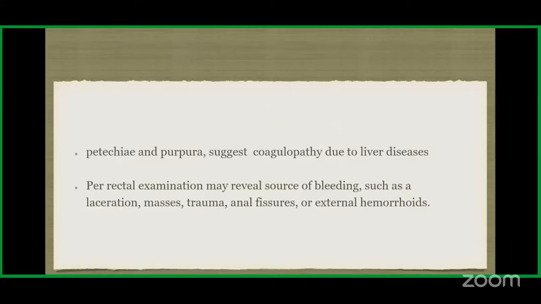As discussed, petechiae and purpura suggest coagulopathy due to liver diseases. Rectal examination may reveal the source of bleeding, such as a laceration or trauma, any foreign body, any masses present there, any anal fissures or external hemorrhoids.